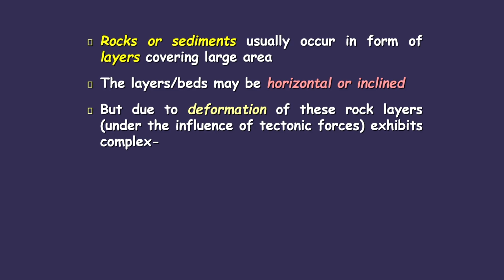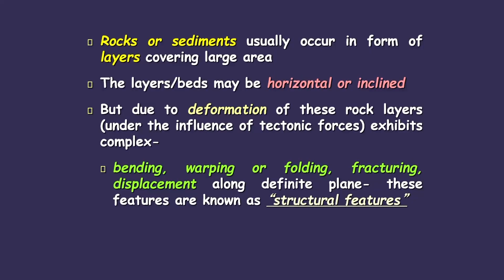But in areas where we understand that these are plate boundaries and there is ongoing deformation in the region, these layers, under the influence of tectonic forces, will exhibit complex structures, where you see bending of the layers, warping or folding, fracturing, and displacement along a definite plane. That is what we term structural features, and engineers basically call these discontinuities.